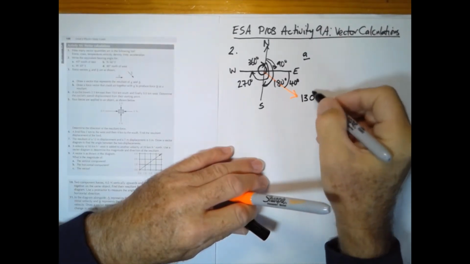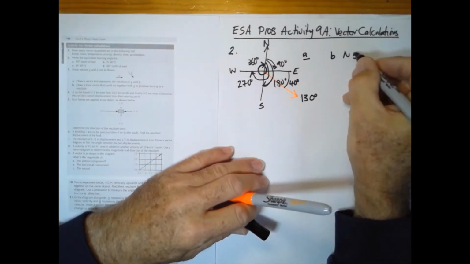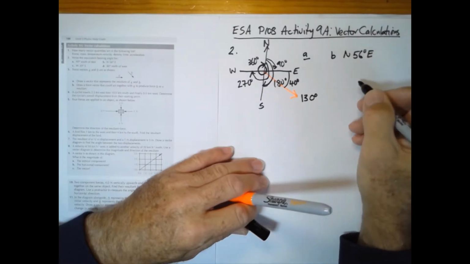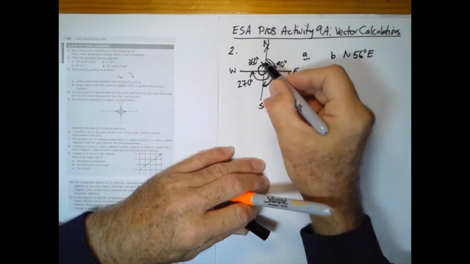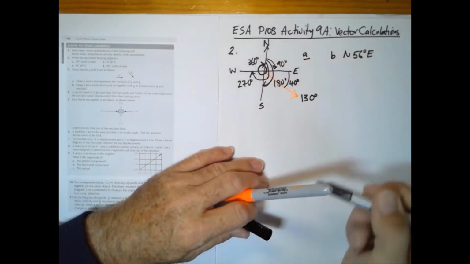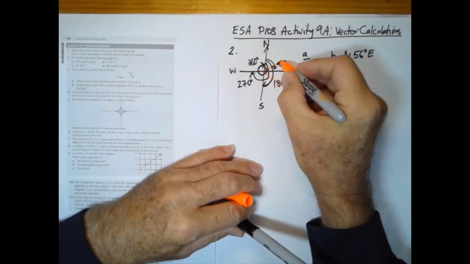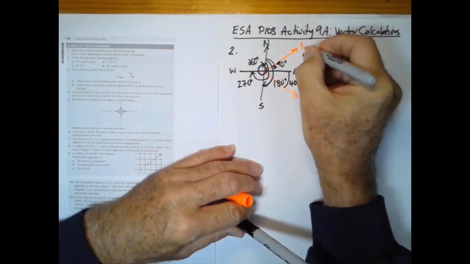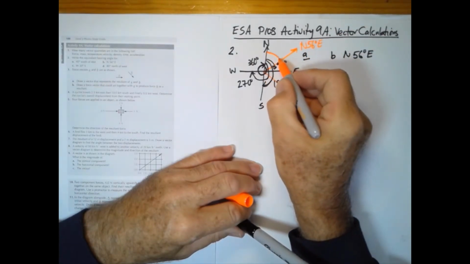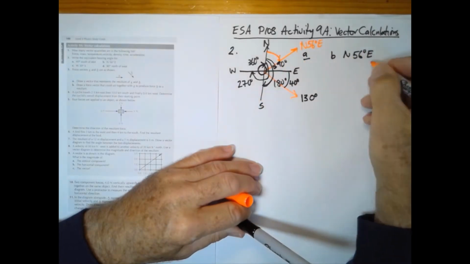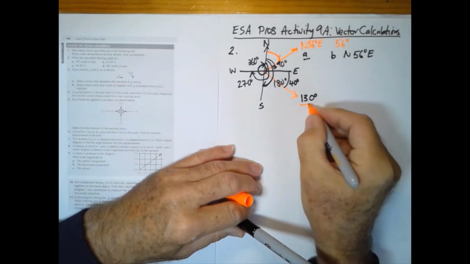2B, what if we've got north 56 degrees east? We've got north, but we've come round 56 degrees east, that's about here. North 56 degrees east, so that is a bearing of 56 degrees. And we just write 56 degrees just as we wrote 130 there.